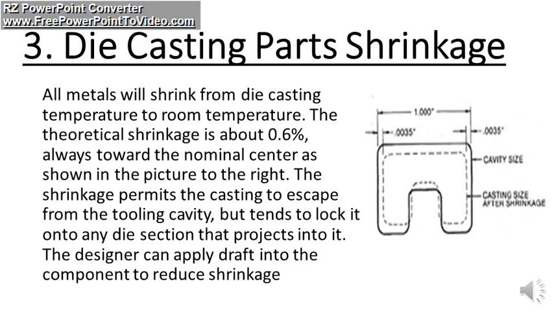Third, die casting part shrinkage. All metals will shrink from die casting temperature to room temperature. The theoretical shrinkage is about 0.6%, always toward the nominal center as shown in the picture to the right. The shrinkage permits the casting to escape from the tooling cavity but tends to lock it onto any die section that projects into it. The designer can apply draft to the component to reduce shrinkage.